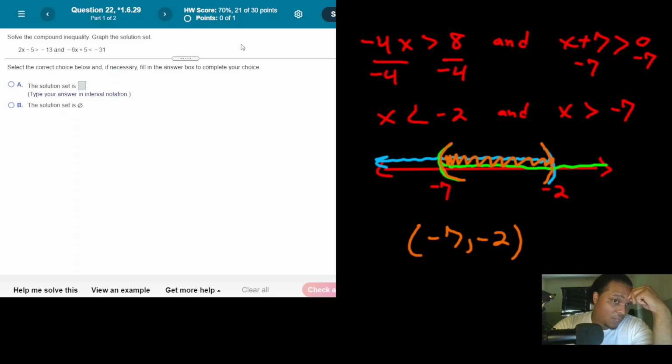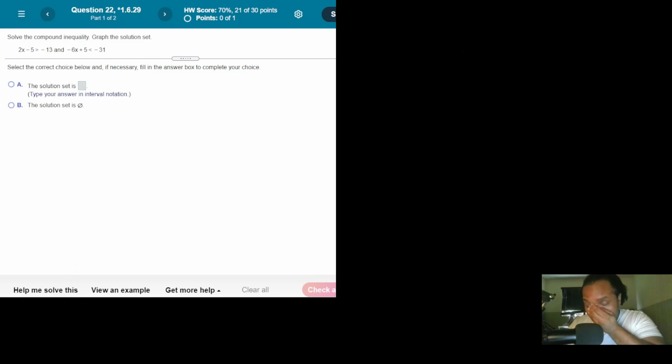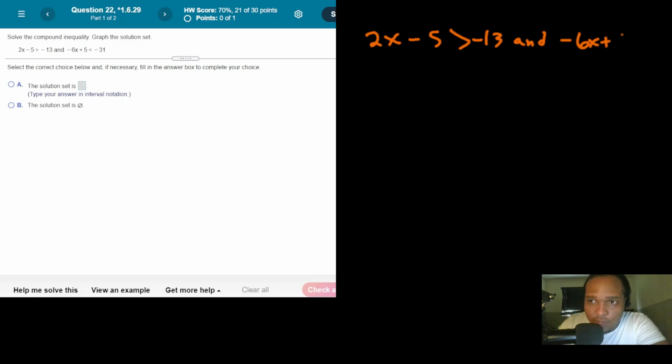Solve the compound inequality. Graph the solution set. All right, let's do it. 2x minus 5 greater than negative 13, and negative 6x plus 5 less than negative 31. Okay, let's go ahead and solve. So plus 5, we're going to get 2x is greater than negative 8.